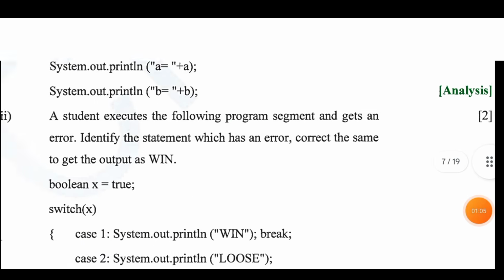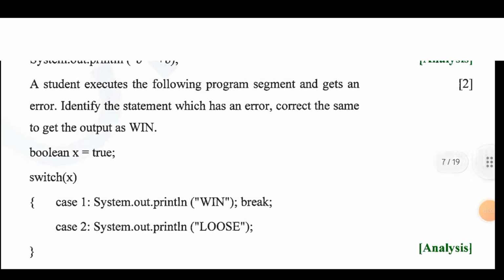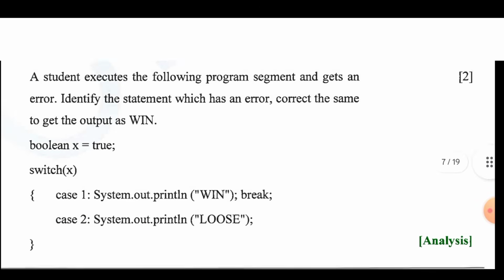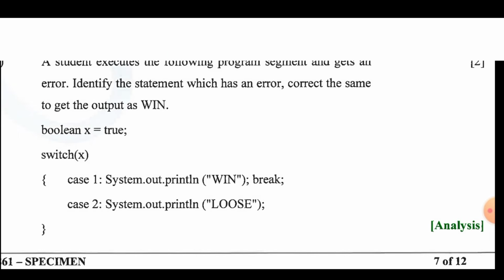Let's go to the next question. A student executes the following program segment and gets an error. Identify the statement which has an error and correct the same. To get the output as: boolean x equal to true, switch x, case 1 System.out.println win, break, case 2 System.out.println lose.